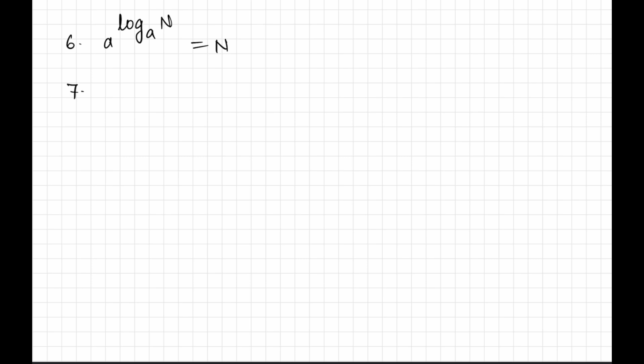Then we have property number 7, which says a raised to log b base c. अब यहां पे a के पावर में log b base c है, so what we can do is we can interchange these two numbers. मतलब b यहां पे आ जाएगा और a ऊपर चला जाएगा. So this can be written as b raised to log a base c.